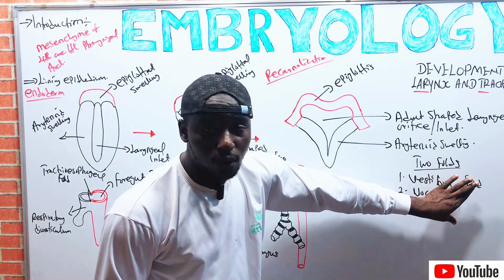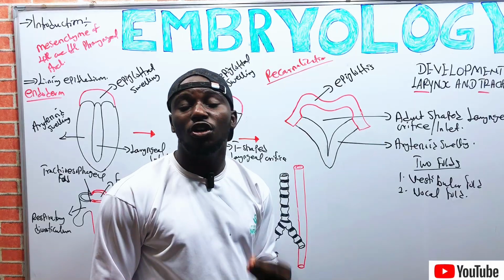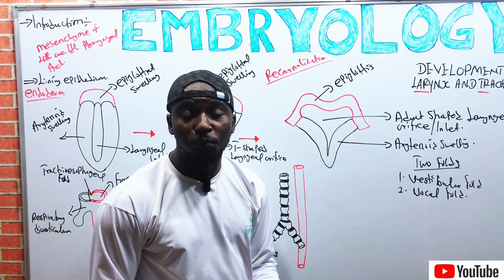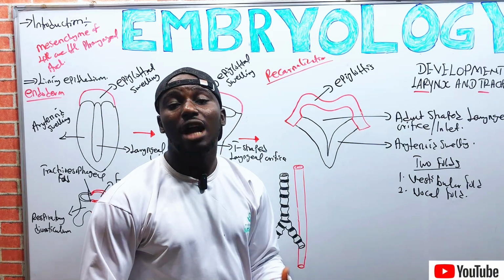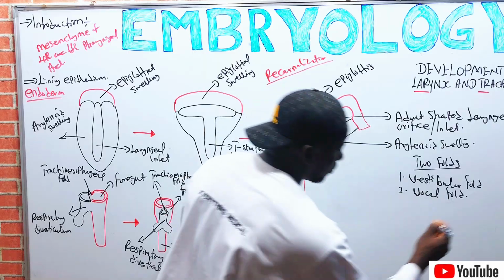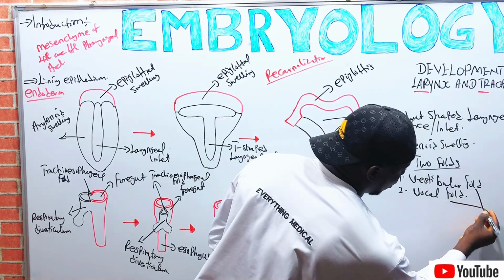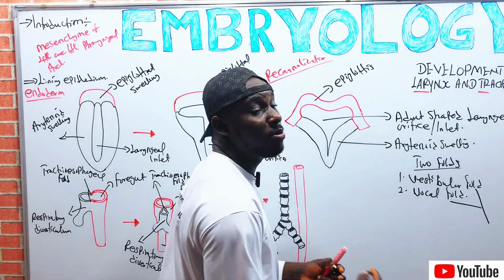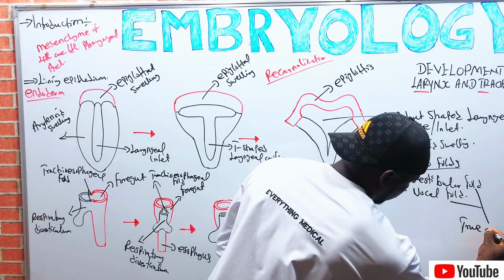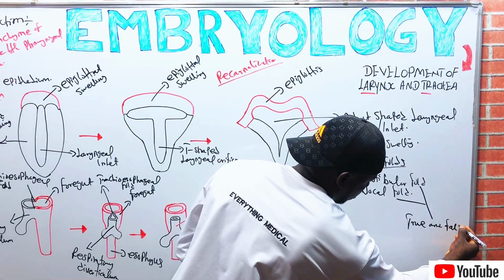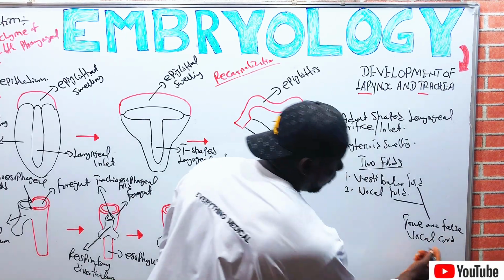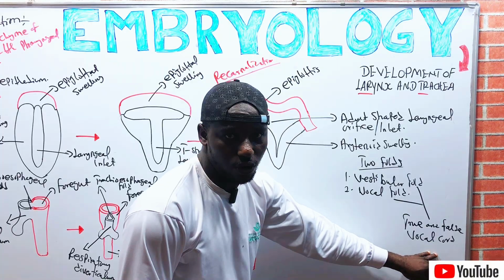These two folds will extend in the anteroposterior direction on the lumen of the larynx in order to form the true and false vocal cord. They form true and false what? Vocal cord.